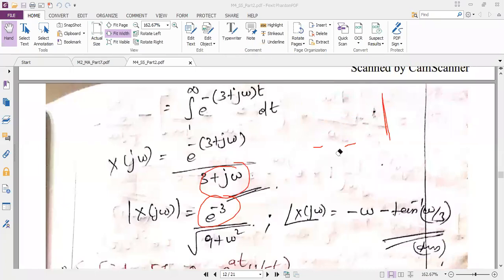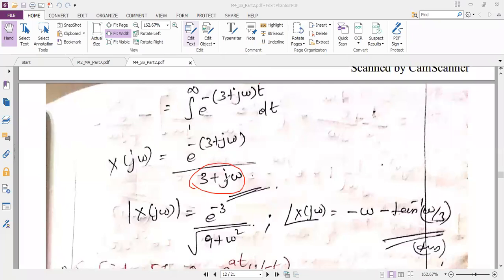Yes, ma'am. But the denominator we cannot take as only 3, because the denominator is in the proper form. Proper form in the sense a plus ib. So what is the formula for a plus ib to find the magnitude? Square root of a square minus b square. A square, it is not minus, it is plus b square only. Okay, that is the standard formula.